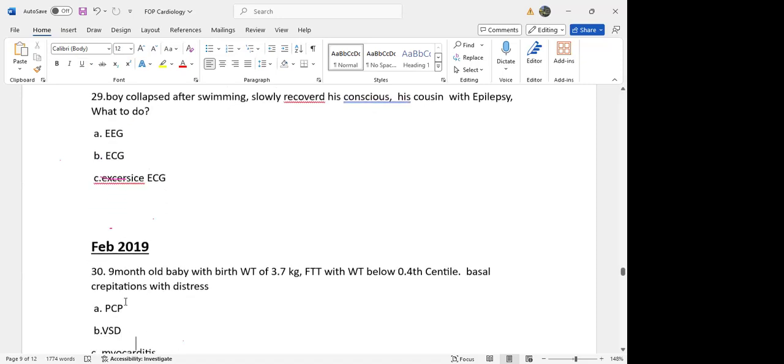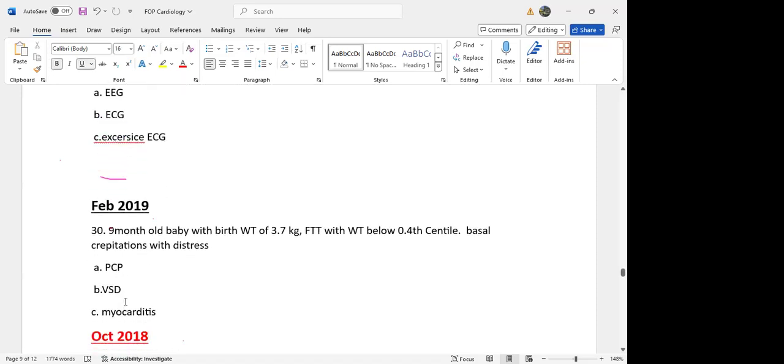Next, a 9-month-old baby with a birth weight of 3.7. 3.7 means failure to thrive, basal crepitation and distress. So see this child, what do you think? What option are you going to mark over here? This child presented with failure to thrive, basal crepitation with distress. The knowledge is insufficient over here, but what do you think? Is it myocarditis or VSD?